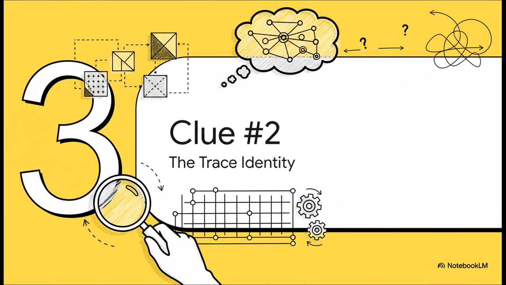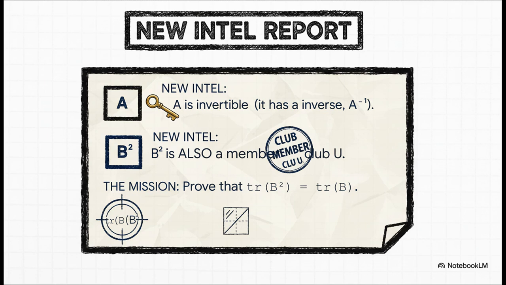The plot is about to thicken because we just got some new intel. Okay, so here's the new info. First, matrix A is invertible, meaning it has an inverse. That's a huge piece of information. Second, it turns out B squared isn't just a side character, it's also a full-fledged member of the club U. This opens up a totally new line of inquiry, a really surprising one. We have to prove that the trace of B squared is the same as the trace of B, and trust me, the trace is a big deal in math and physics.